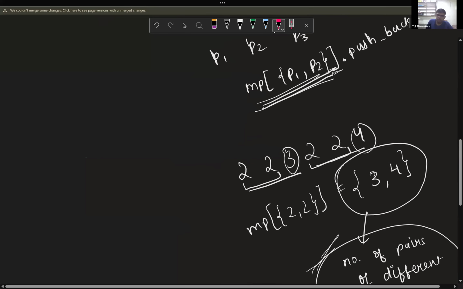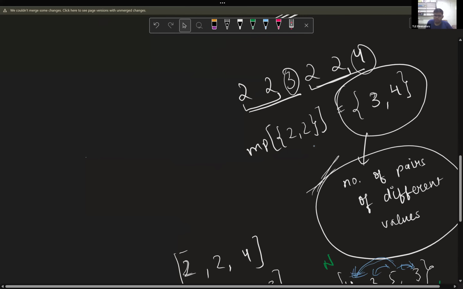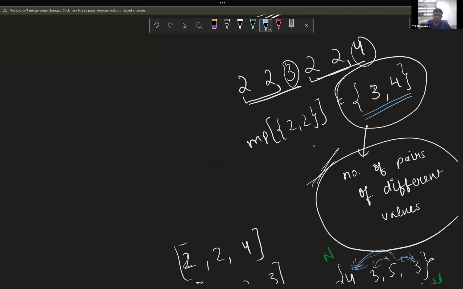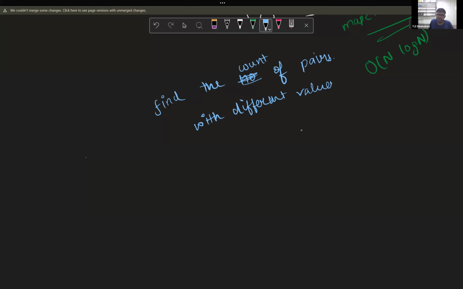Okay, so we did the problem till this point, that we will have to figure out the number of different pairs in the vector. Now, this is a standard problem. Probably you will be able to find it on the internet if you search something like find the number of pairs, or the count of pairs with different values. And it's something simple even if you don't find the problem online.